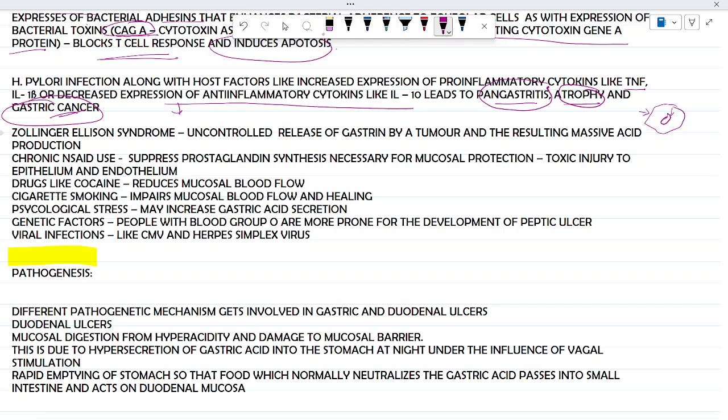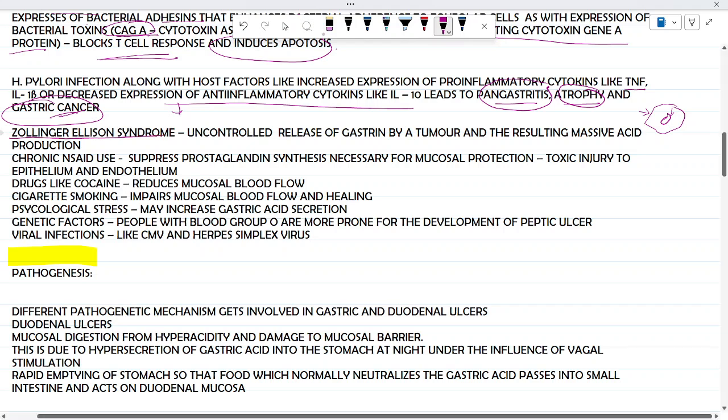Second, certain other causes. The first one is Zollinger-Ellison syndrome, which can also be asked separately as a short note. It causes an uncontrolled release of gastrin by a tumor, resulting in massive acid production.